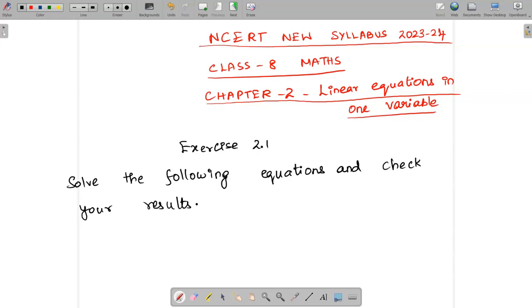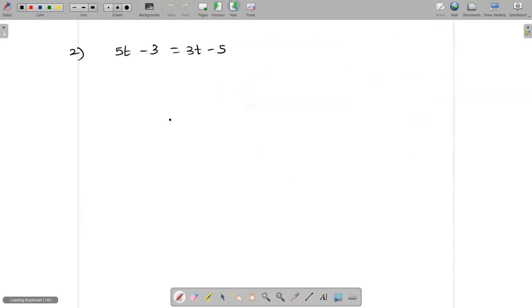Hello students, today we are going to see about chapter 2, linear equations in one variable, exercise 2.1. In this video we are going to solve the first 5 problems. So what is the question? Solve the following equations and check your results. So we have to solve the equation as well as check the result.